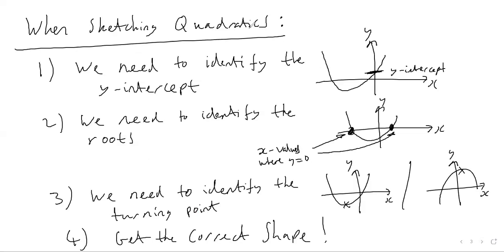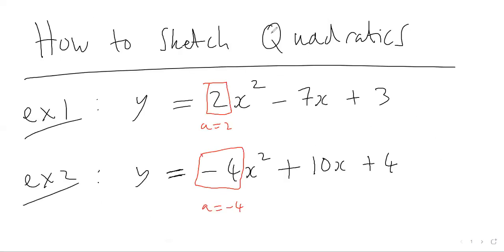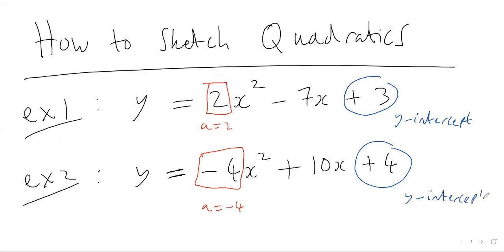The second point, or multiple points really, is that when you sketch quadratics, you need to do four things. It doesn't matter what order you do them in, but you need to do all of them. You need to identify the y-intercept. The y-intercept is where the graph crosses through the y-axis. In other words, it's the y value when the x coordinate is equal to 0. And it's always going to be this constant at the end, the constant with no x's attached to it. So for example, plus 3 here, and plus 4 there. That constant will always be your y-intercept.